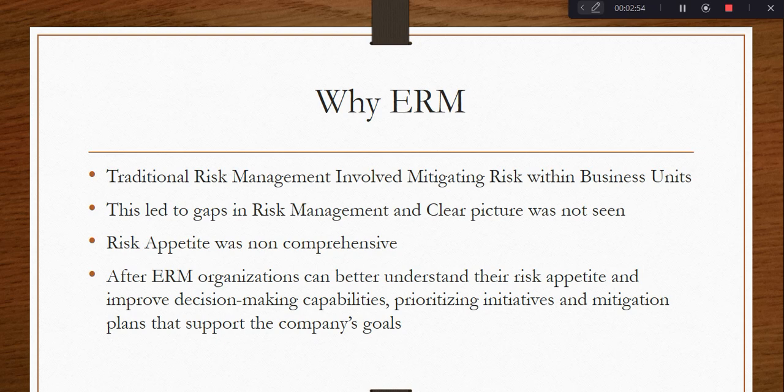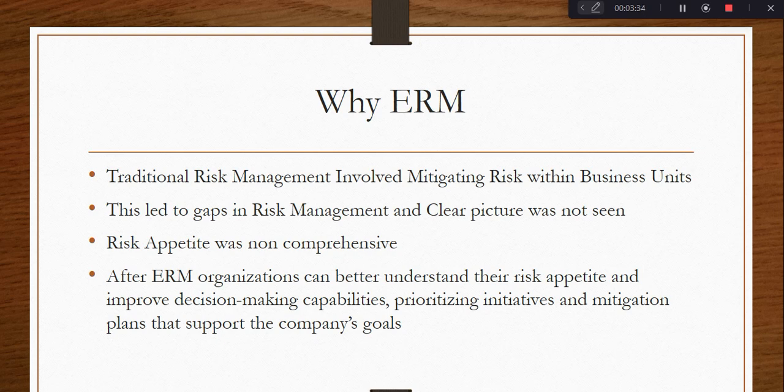Now what happened is this was a non-comprehensive way where the risk appetite was not shown overall. This led to gaps in risk management and a clear picture was not seen. So I, as an investor, or as a third party, or as top management, will not have the complete look at the risk of my organization because it was different within different business units. So this led to the development of the enterprise risk methodology.